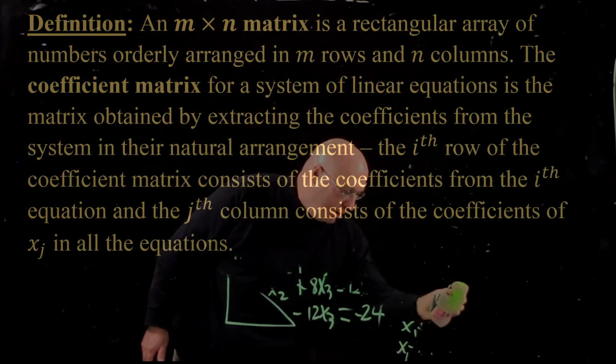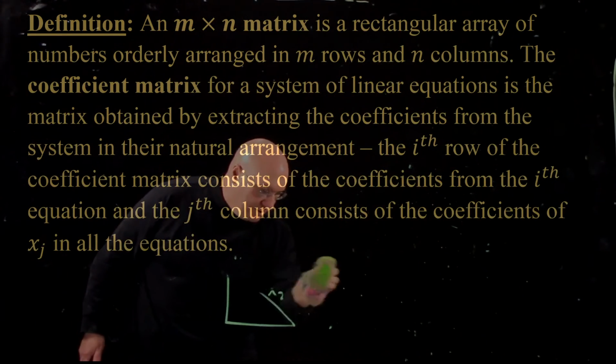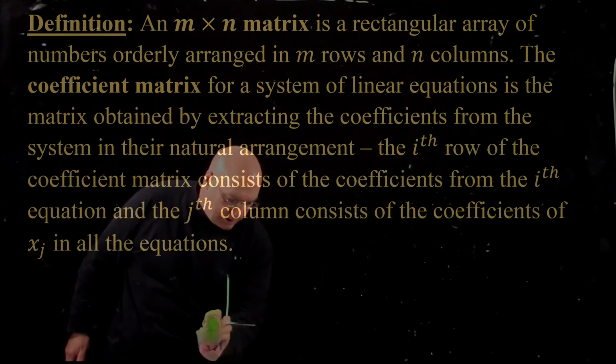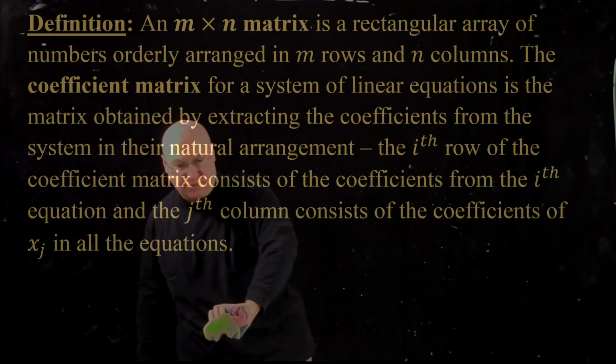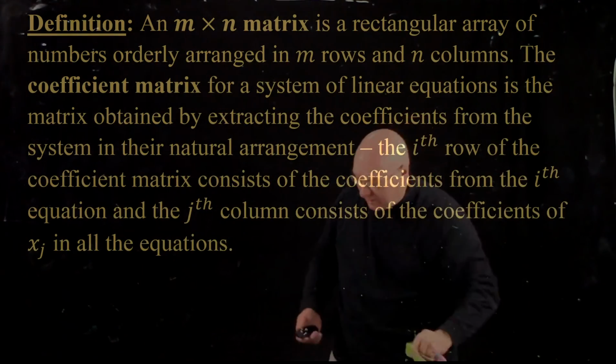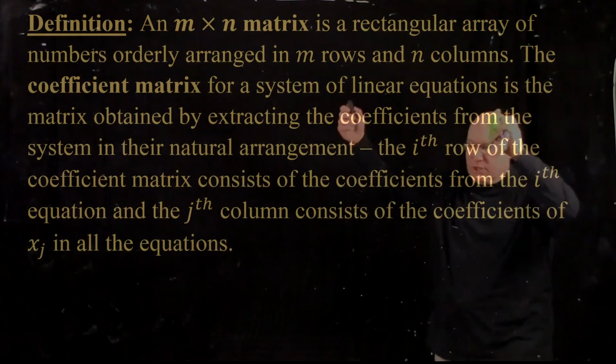The ith row of the matrix will be the coefficients that are in the ith equation, and the jth column will be the coefficients for x sub j throughout all the equations, right? That's what we mean by the coefficient matrix. It's a matrix of coefficients.